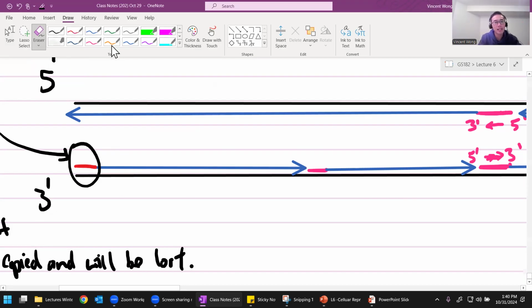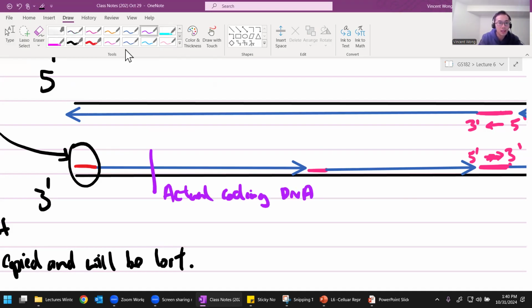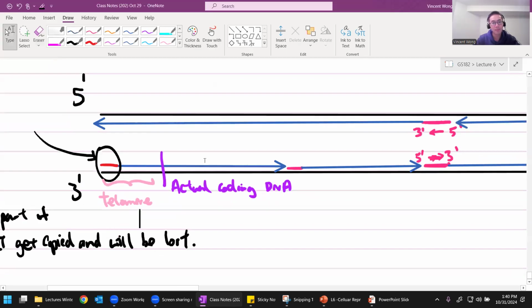Okay, so let's say the important DNA starts right here, right? Let's say this is actual coding DNA. Okay, so all this stuff prior, that's just part of the telomere. Okay. Does that make sense?